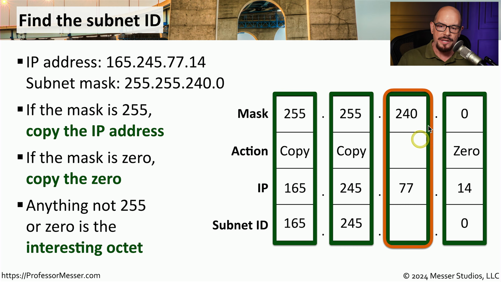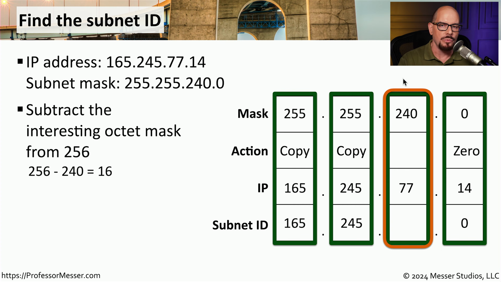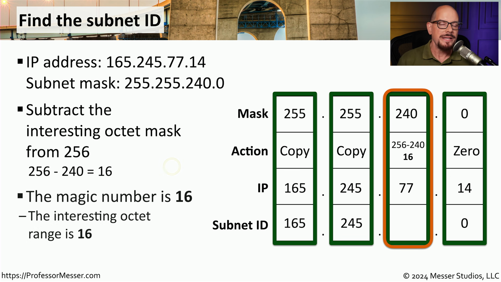In our example, the subnet mask in the third octet is a 240. That is obviously not 0 and not 255, so that octet is our interesting octet. Now that we know the interesting octet, we can use that to calculate the subnet ID value for that particular octet. To be able to do that, we need to subtract the interesting octet subnet mask from 256. In our interesting octet, the subnet mask is 240. So if we subtract 240 from 256, we have the value of 16. This means our magic number is 16, and there would be 16 hosts available on that particular subnet.